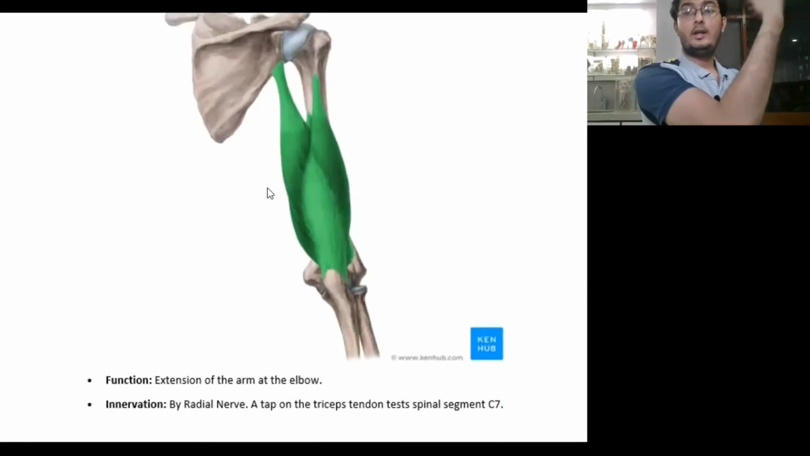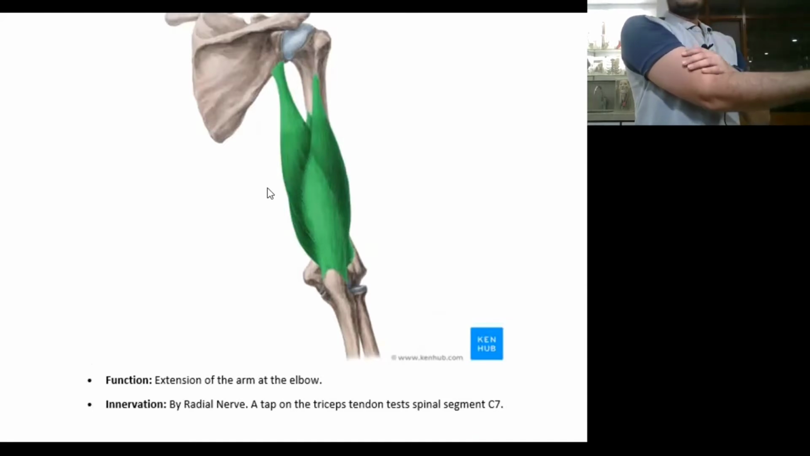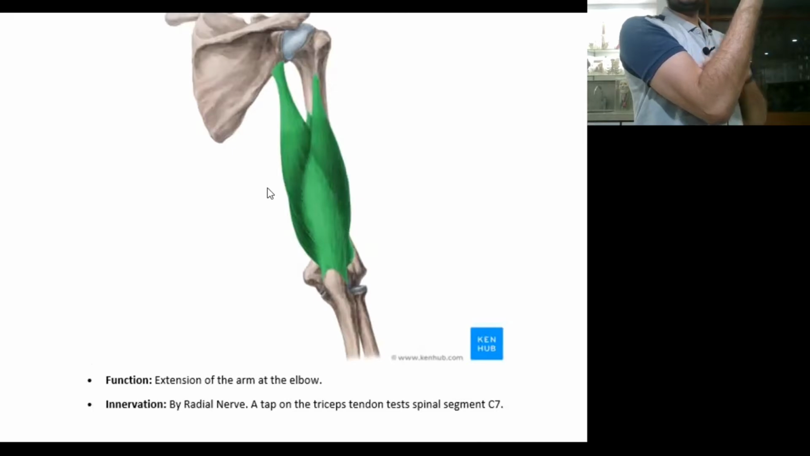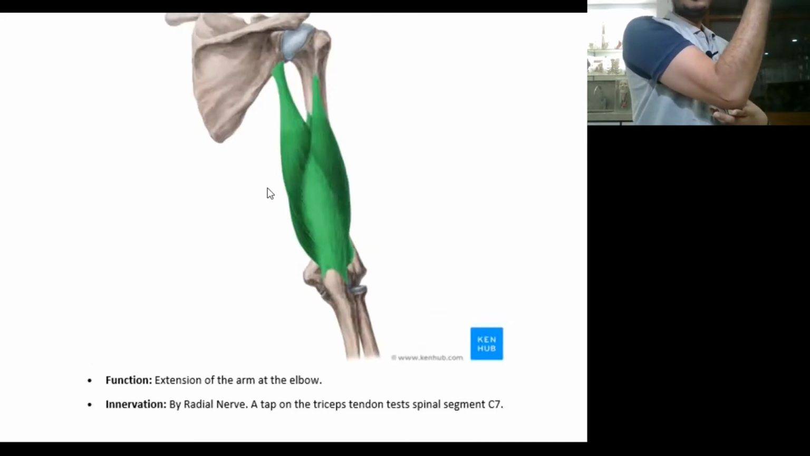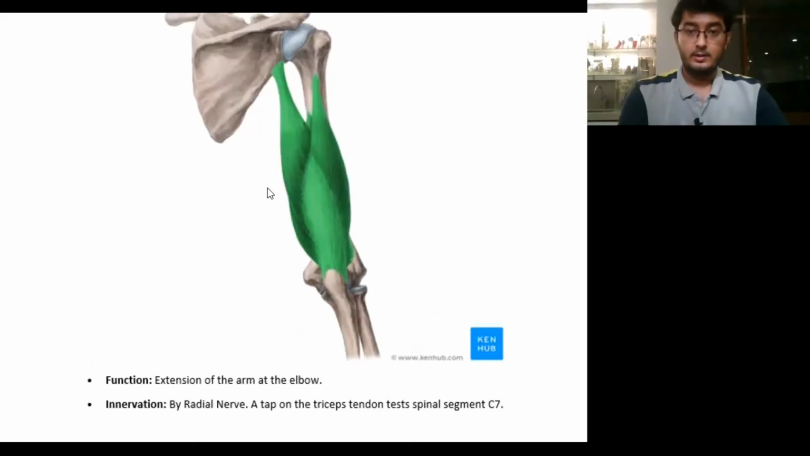So what does our tricep muscle do? The bicep, the anterior compartment muscles, were flexing our elbow joint. The tricep muscle actually extends our forearm at the elbow joint. I hope this makes sense.